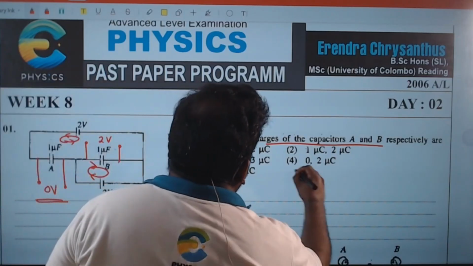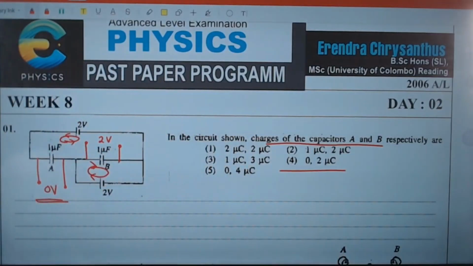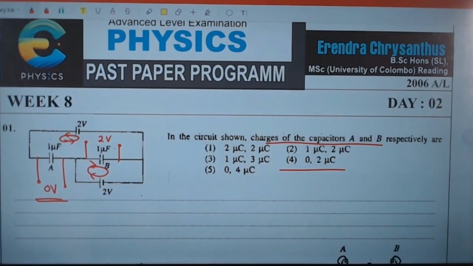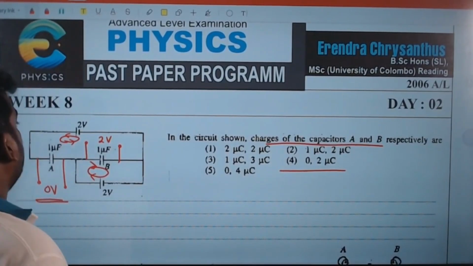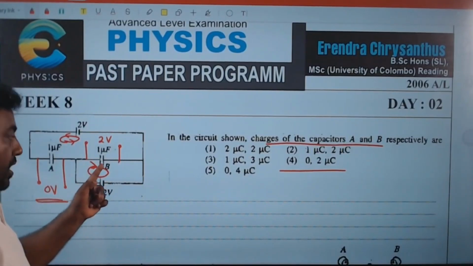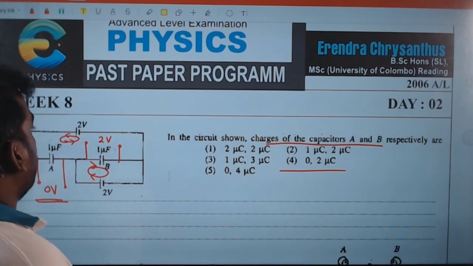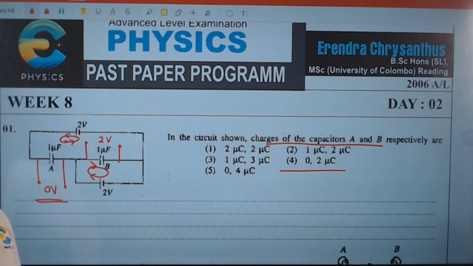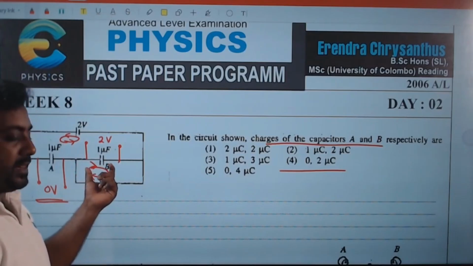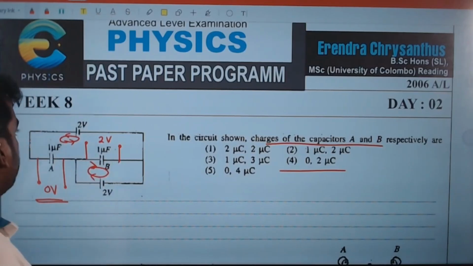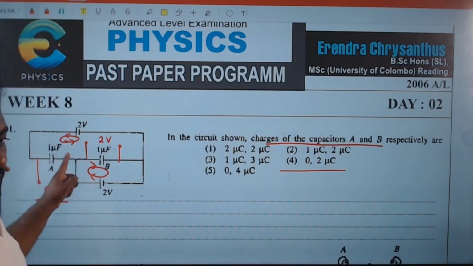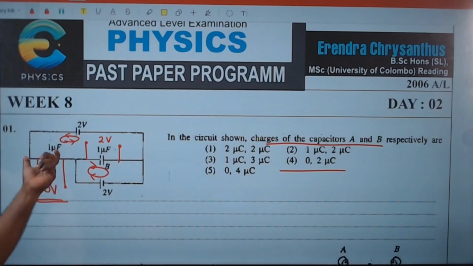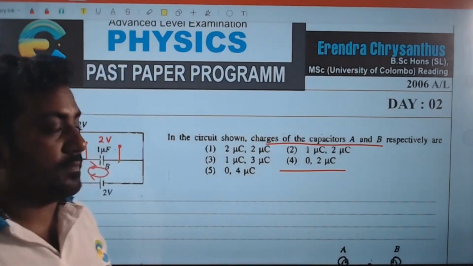Here, 2 microcoulomb. The correct answer is answer number 4. In the smaller loop, we can find the voltage across capacitor B. And from the bigger loop, the voltage across A will be 0.